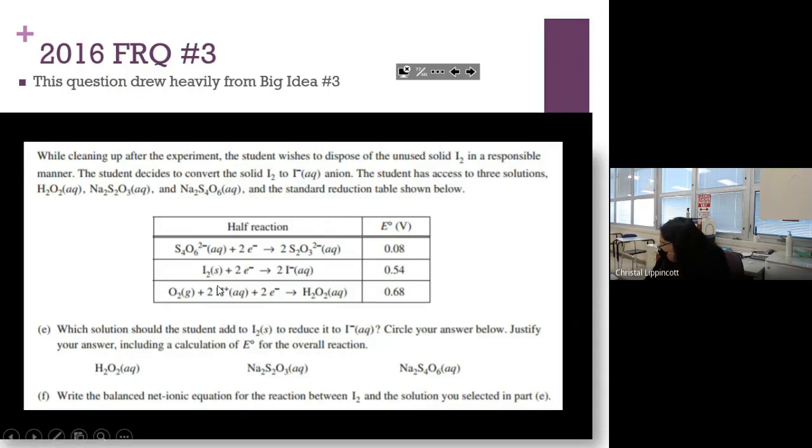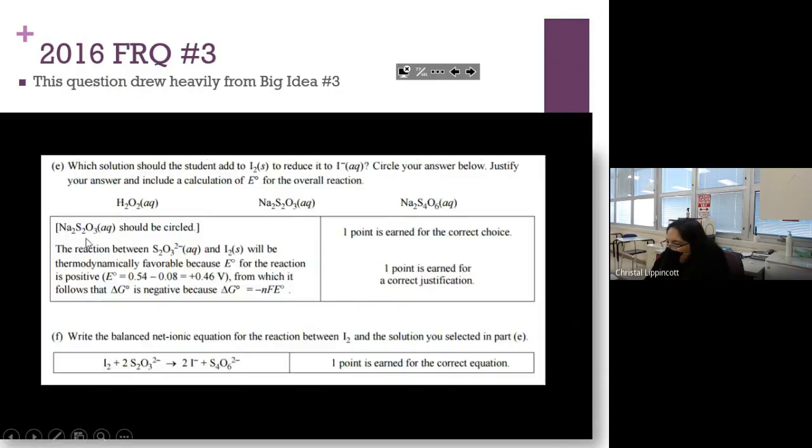Ready to give it a go? Okay. All right. So this is the one that should be selected, the S2O, okay? Because if we take this guy minus this guy, we're going to get a positive value here. Remember we need a positive value in order for this to work. And then they showed us the balanced equation. So this would be what that balanced equation would end up looking like.